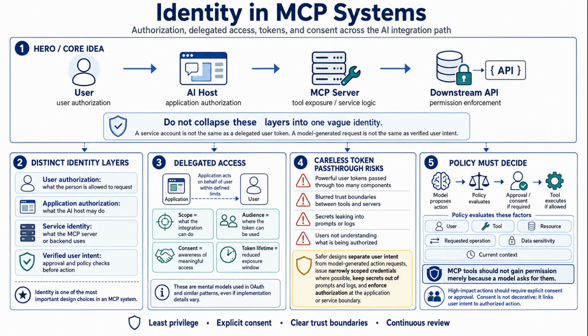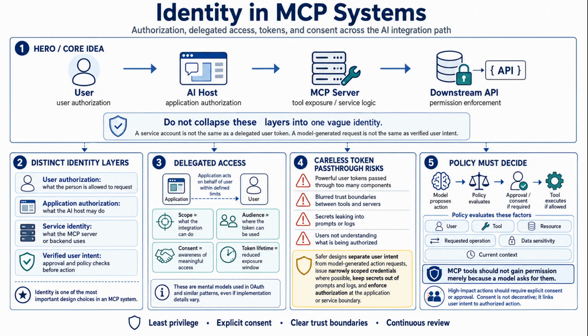Identity is one of the most important design choices in an MCP system. A user may ask for an action, the AI host may decide how to assist, an MCP server may expose the tool, and a downstream API may enforce permissions. Those layers should not be collapsed into one vague identity. User authorization is different from application authorization. A service account is different from a delegated user token. A model-generated request is different from verified user intent.